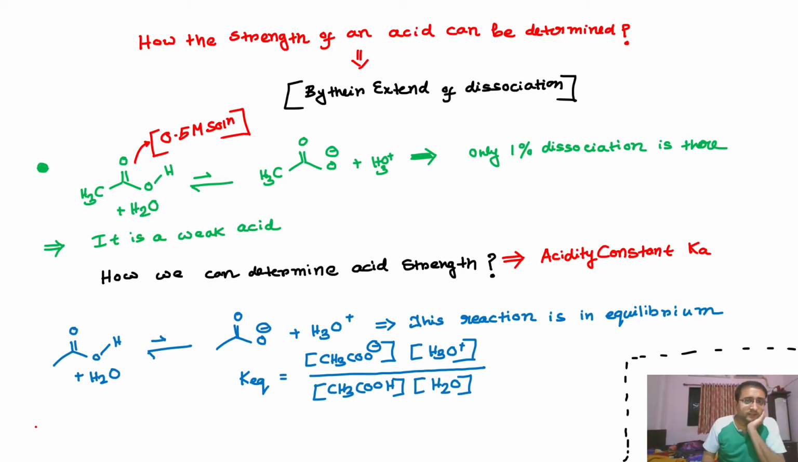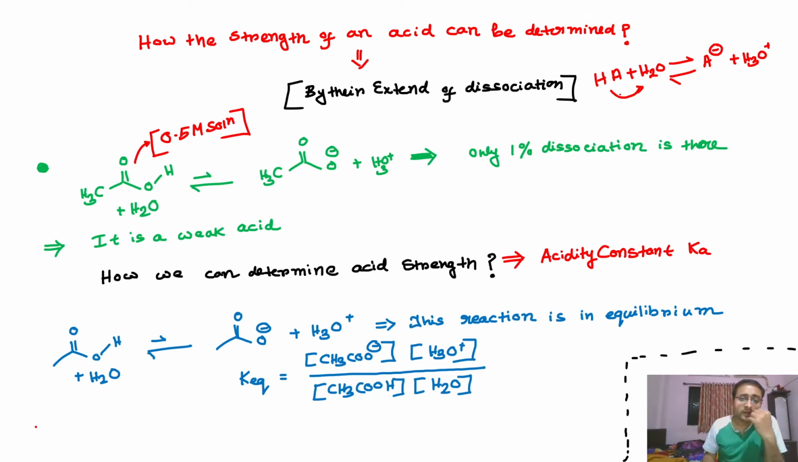Basically, the strength of an acid is determined by the extent of its dissociation. Suppose I have an acid HA. If this acid is in contact with water, it will participate in this type of equilibrium reaction, where the acid donates a proton to the water molecule and becomes A minus. The water acts as a Lewis base and accepts the proton coming from the acid.